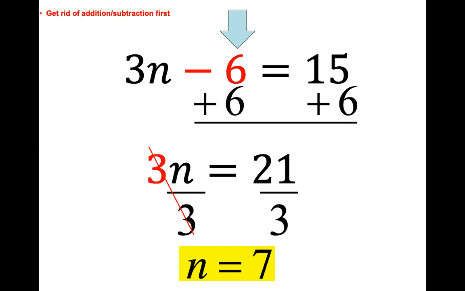That check step for doing one-step equations doesn't make any sense. It's only one step. But when you have 2 or more steps, maybe it makes sense. I'm claiming that 7 is the answer. Well, how do I figure out that it truly is? Go ahead, Preston. I'm going to throw 7 in for n.